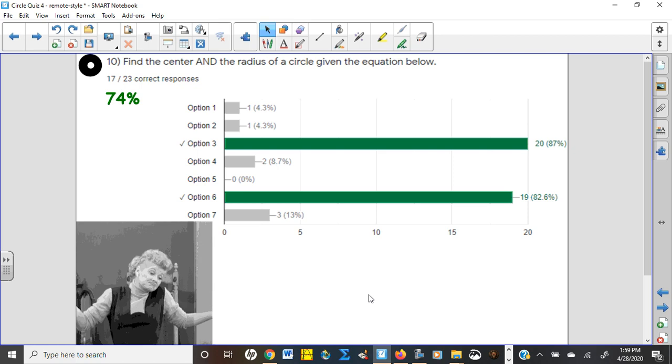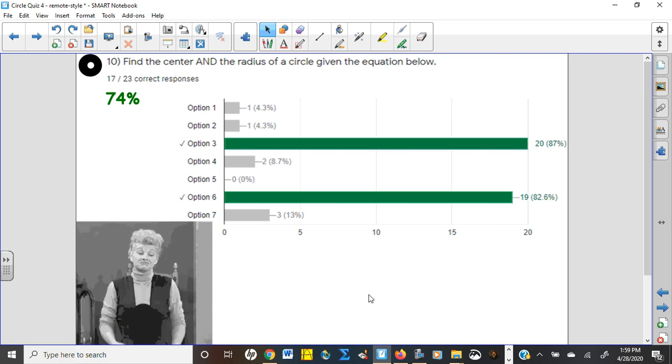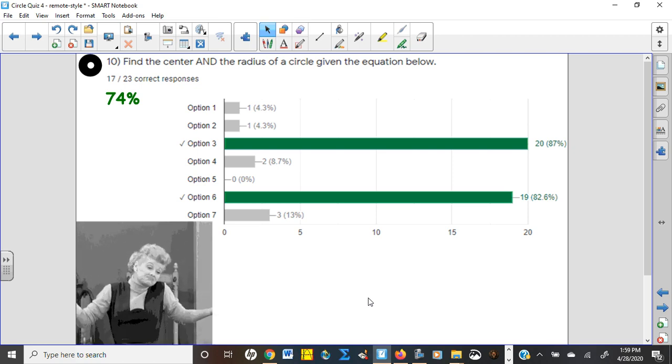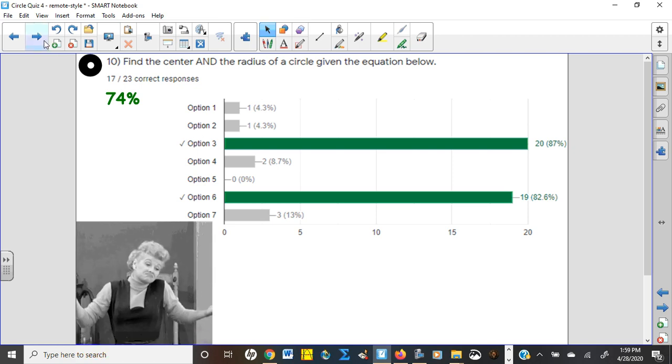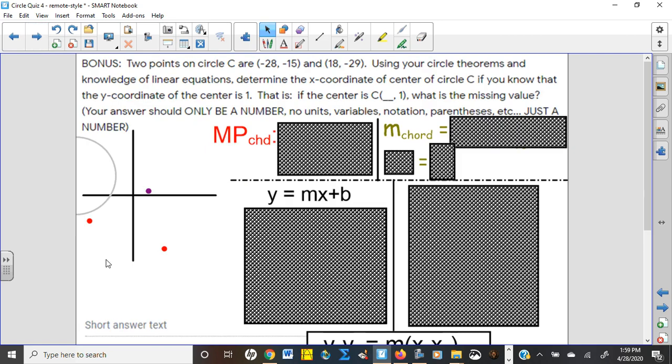Surprising a little bit. It's not terrible. It's not like number 7 and number 8 where more than 50% of you were missing them, but it was a little bit surprising. The bonus problem was one that very few people got, but it was very similar to some problems you'd seen on your recent reviews. It started you off with 2 points on a circle, negative 28, negative 15, and 8, negative 29. All you can really do with those 2 points is understand that since they're on the circle, they will create a chord.